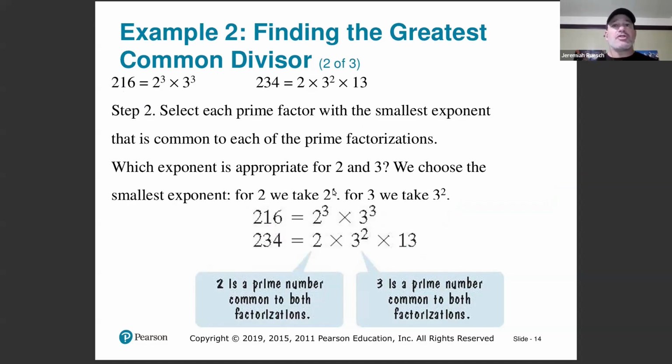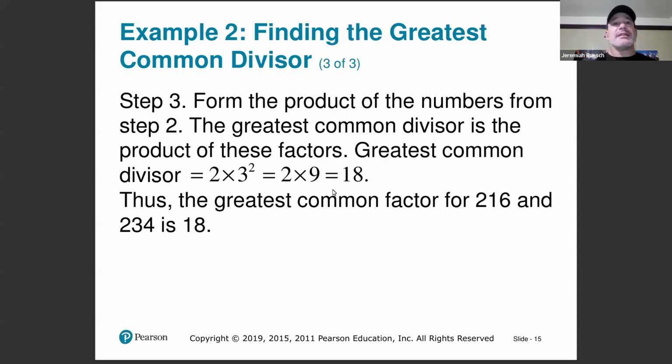So we're going to take 2 to the first power, since 234 has a 2 to the first power. Then we're going to take 3 to the second power, because 216 has 3 to the third, and 234 has 3 to the second. So both of these factors are actually coming from 234. We're taking 2 times 3 squared, which is better known as 18. And so the GCD of these two numbers is 18.